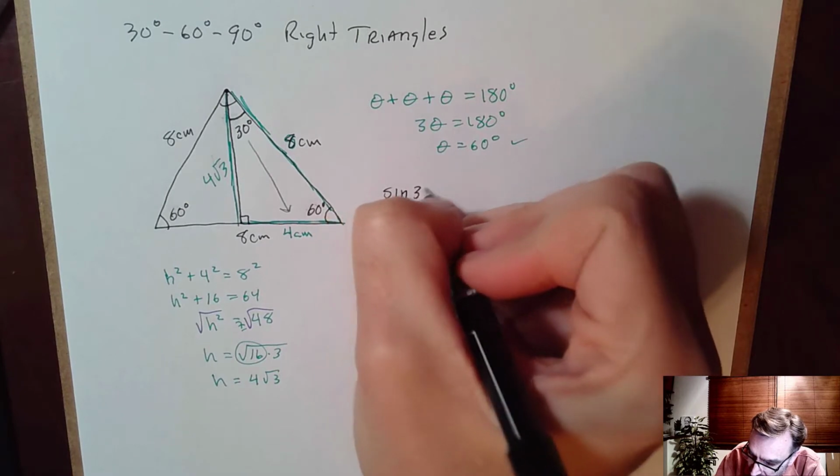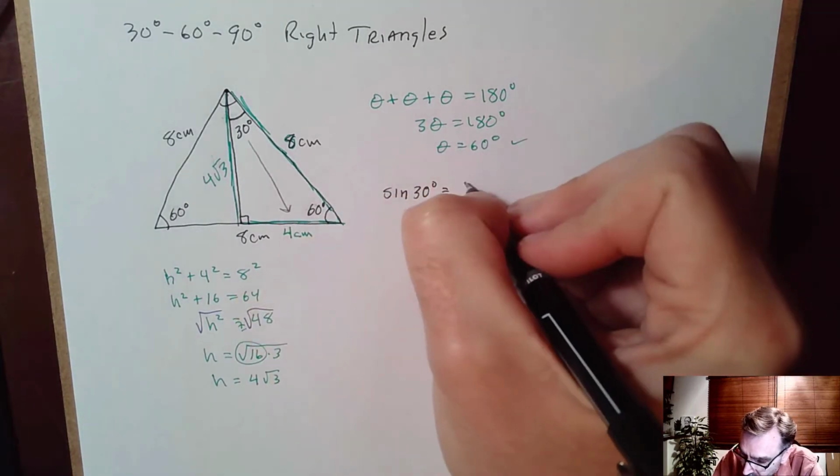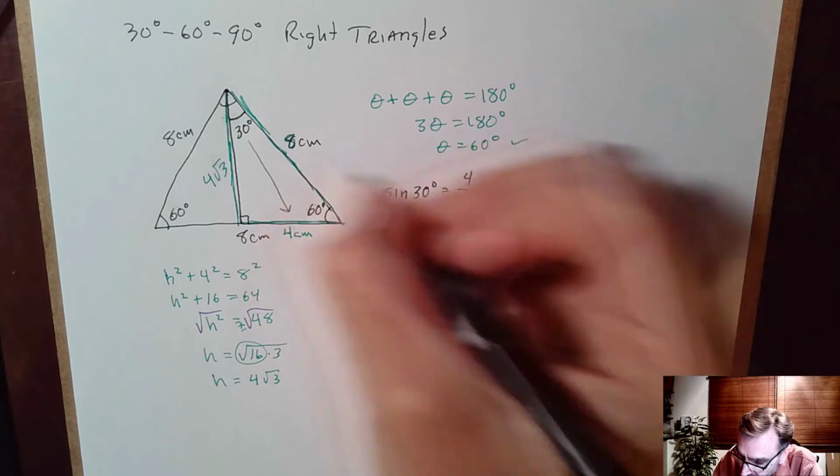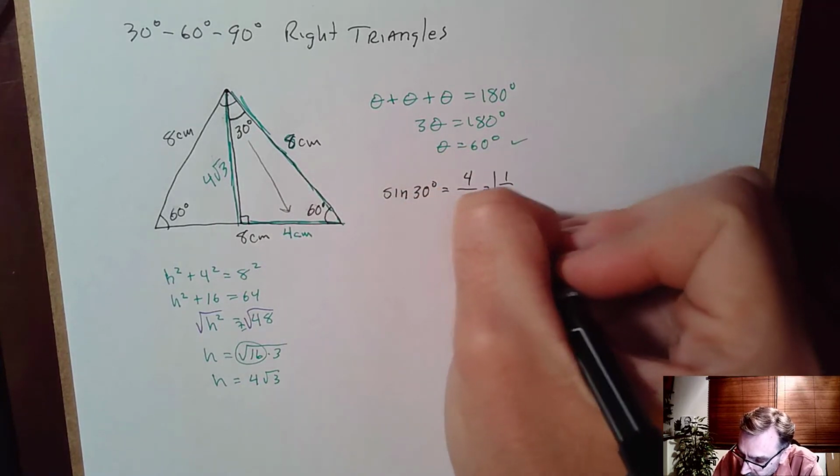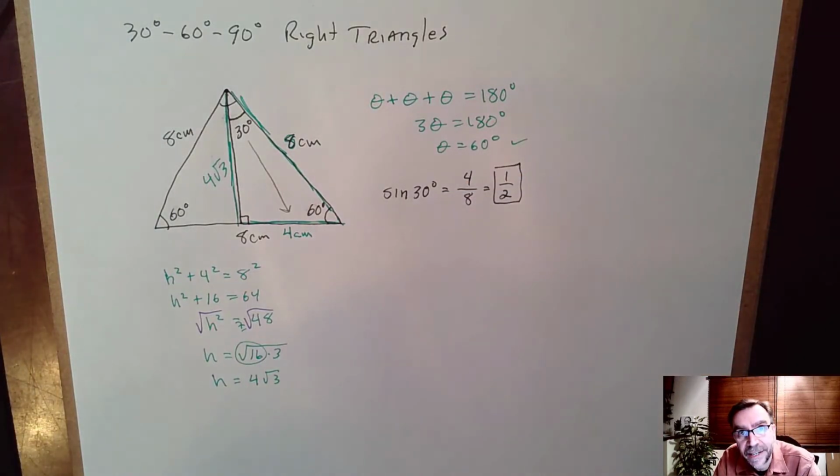All right, so sine of 30 degrees is opposite over hypotenuse. So 4 over hypotenuse is 8. And when I reduce, I get 1/2. Again, I'm not using the units because I know they're going to cancel.